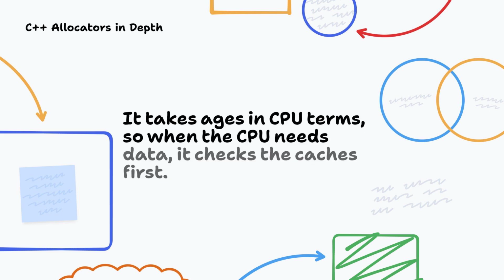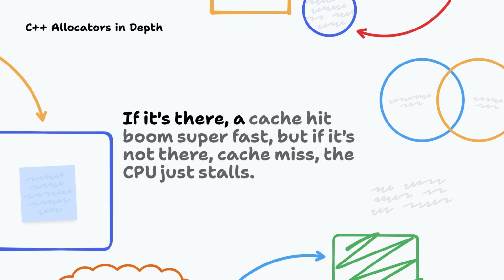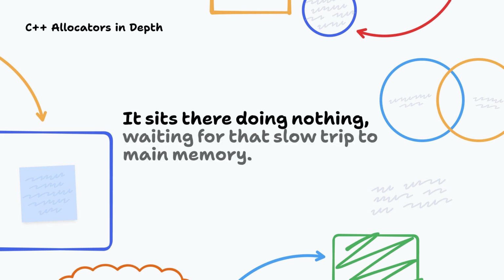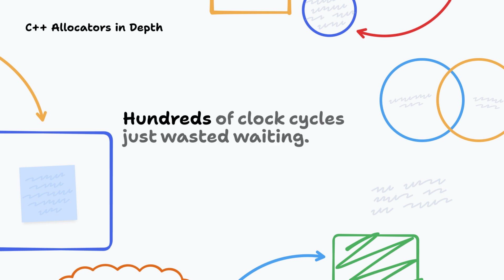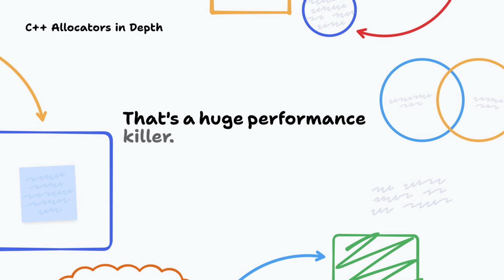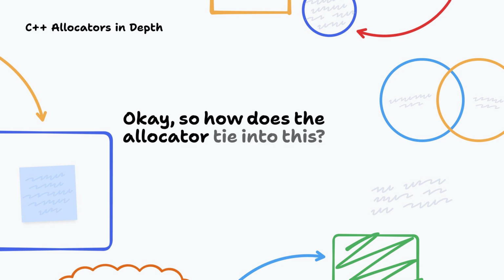So when the CPU needs data, it checks the caches first. If it's there, a cache hit, boom, super fast. Exactly. But if it's not there, a cache miss, the CPU just stalls. It sits there doing nothing, waiting for that slow trip to main memory. Precisely. Hundreds of clock cycles just wasted, waiting. That's a huge performance killer. Okay, so how does the allocator tie into this?